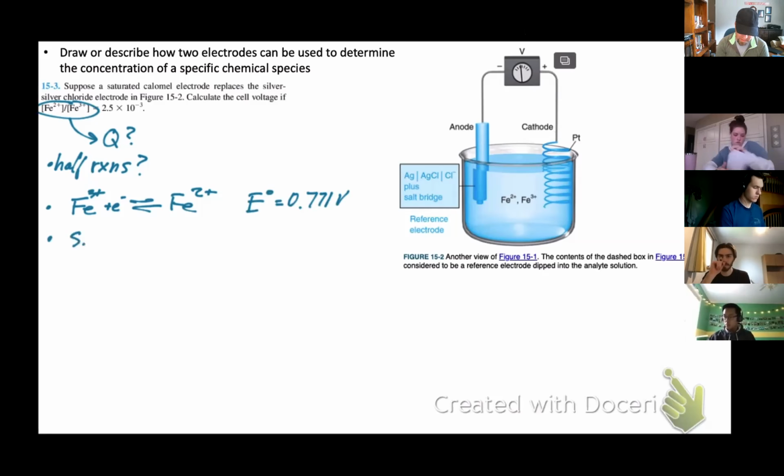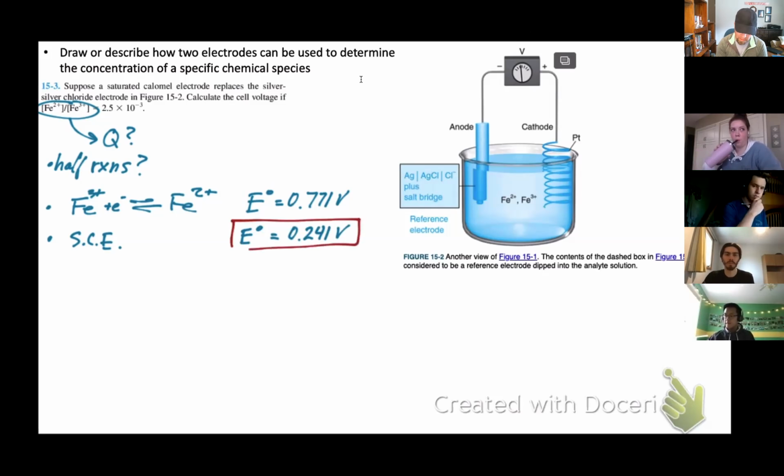So the other half reaction is just an SCE. And we know from our converting between scales that on the standard hydrogen electrode scale, this has a set potential. You could look it up in the appendix, and you'll find that it is equal to positive 0.241 volts. That is the standard potential of a standard calomel electrode. And since we're using it as a reference electrode, it's under standard conditions. So this particular value is going to get used the way it is in our equation. And this other one is going to have a Nernst equation, right?